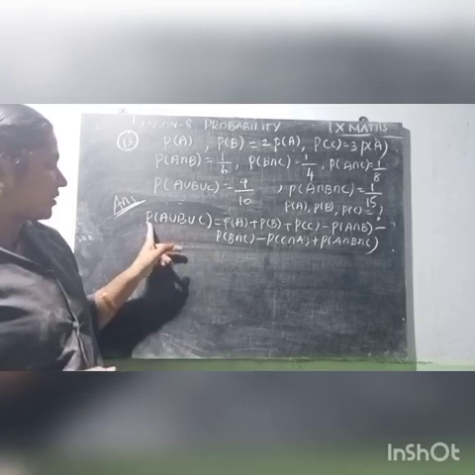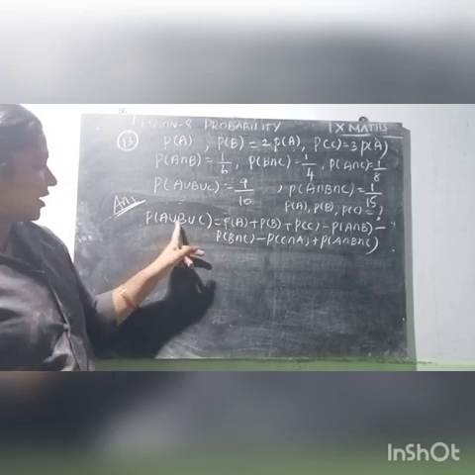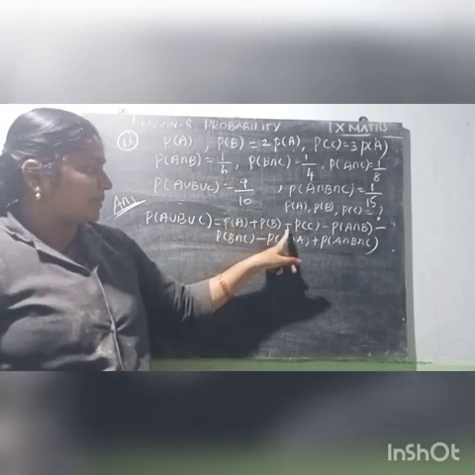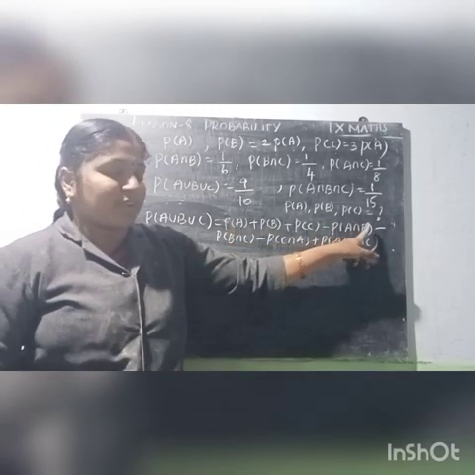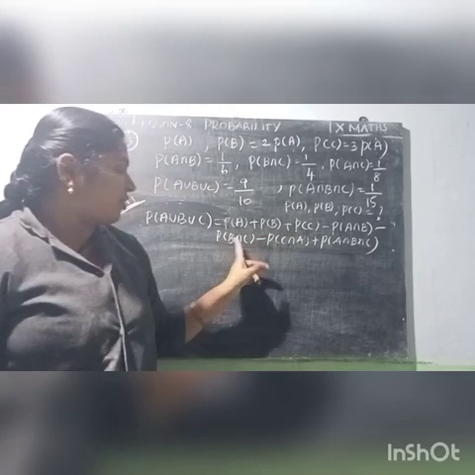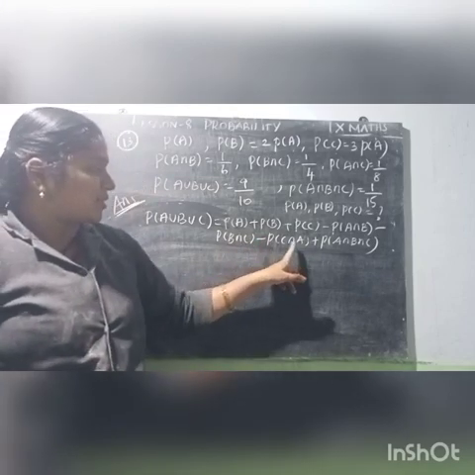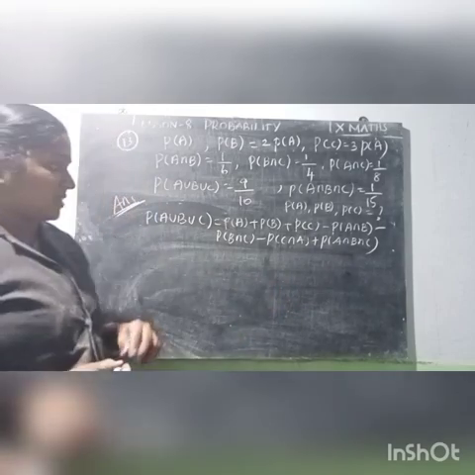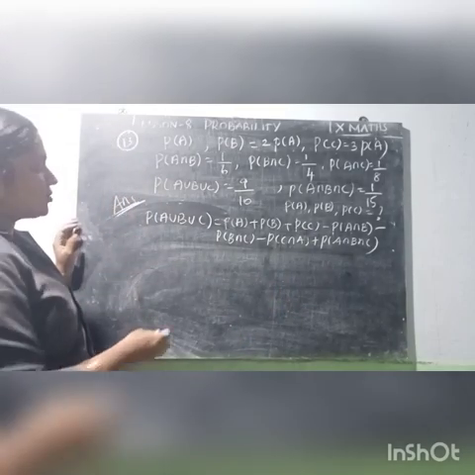So write the formula, because there are 3 events. P of A union B union C equal to P of A plus P of B plus P of C minus P of A intersection B minus P of B intersection C minus P of C intersection A plus P of A intersection B intersection C. Now we will substitute all the values.